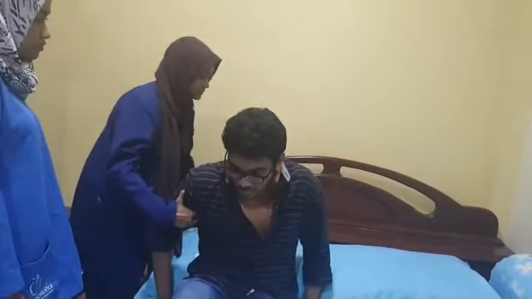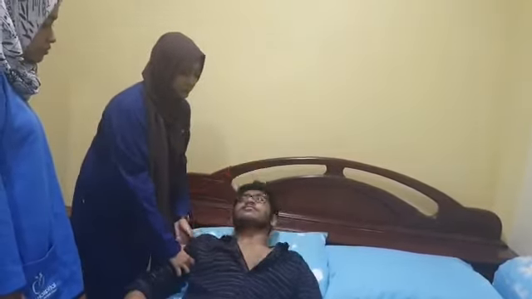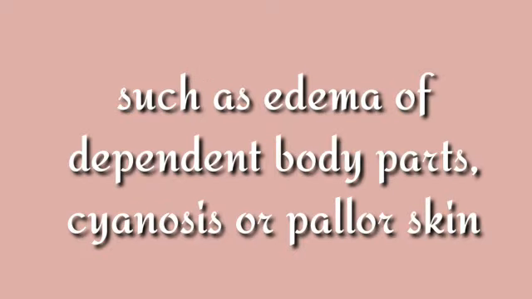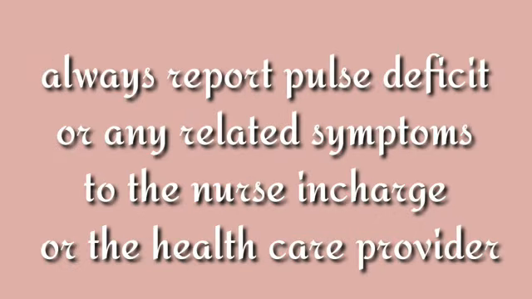After assessing the apical radial pulse, help the patient into a comfortable position and discuss your findings with him. For a patient with pulse deficit, check for other signs and symptoms of decreased cardiac output, such as edema of dependent body parts, cyanosis, or pale skin. Always report pulse deficit or any related symptoms to the nurse in charge or the healthcare provider.